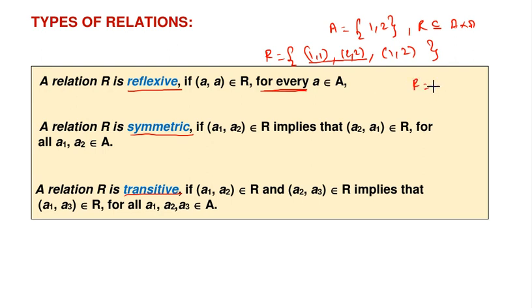In case R equals 1 comma 1 and 2 comma 2 alone, this is a reflexive as well as identity relation. Identity and reflexive.